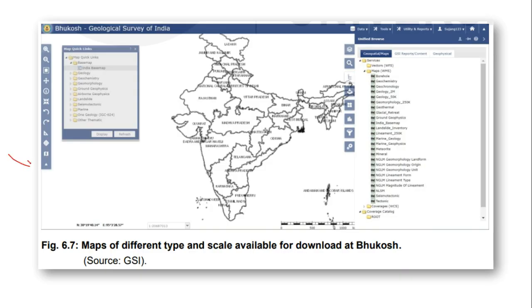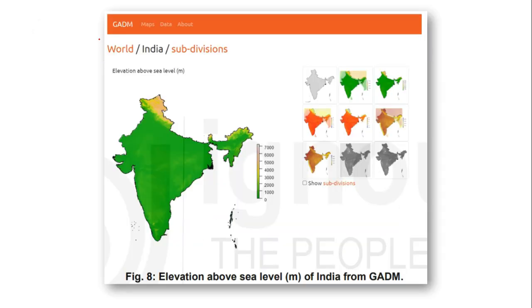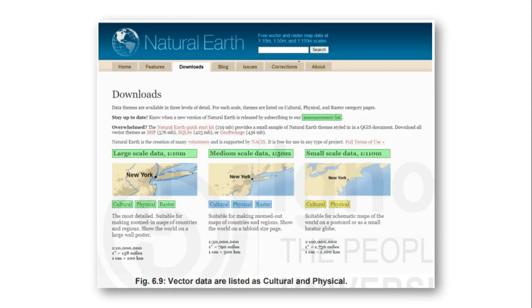Then here is a picture of the Bhukosh website of the Geological Survey of India where different kinds of geological maps are available. Then we have GADM where the data is available at world, India and different subdivision levels. For example, here is an image of elevation above mean sea level for India from GADM. So you can explore these websites to know what kind of datasets are available. Then we have the Natural Earth website's picture, and here is a list of vector data that are listed as cultural and physical, available at different scales.